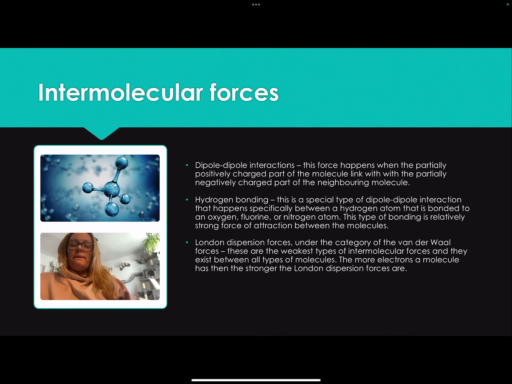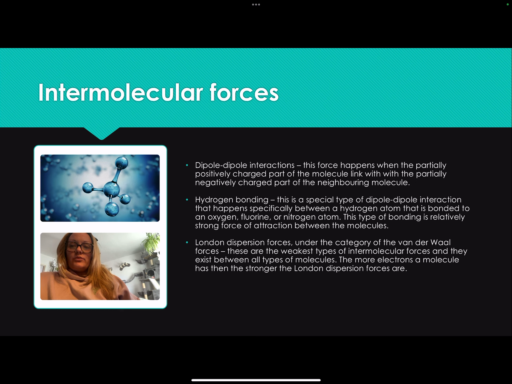Intermolecular forces. Dipole to dipole interactions. This force happens when the partially positively charged part of the molecule links with the partially negatively charged part of the neighbouring molecule. Hydrogen bonding. This is a special type of dipole-dipole interaction that happens specifically between a hydrogen atom that is bonded to an oxygen, fluorine, or nitrogen atom. This type of bonding is a relatively strong force of attraction between the molecules.